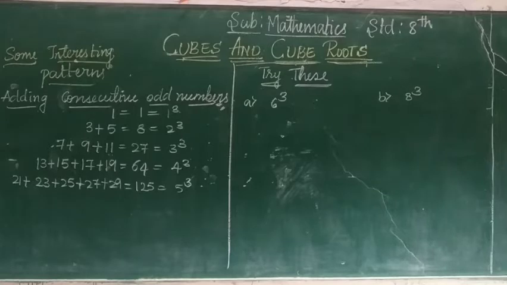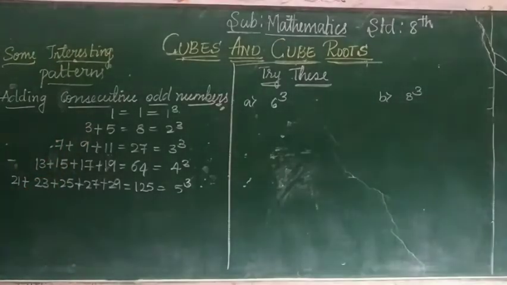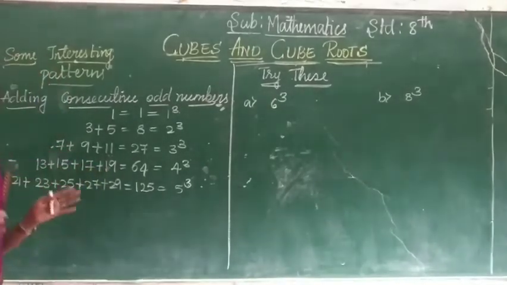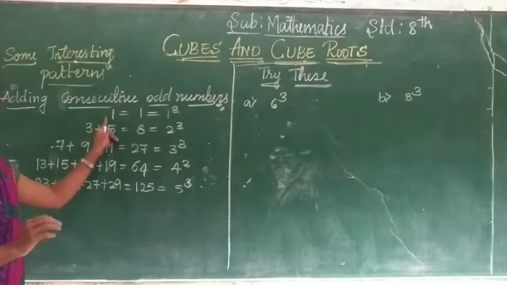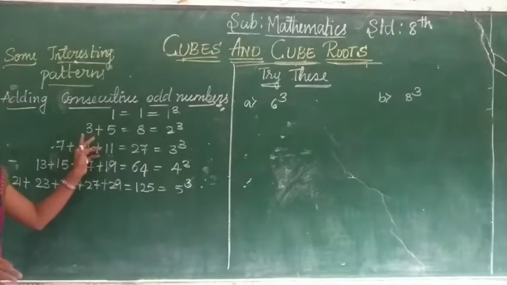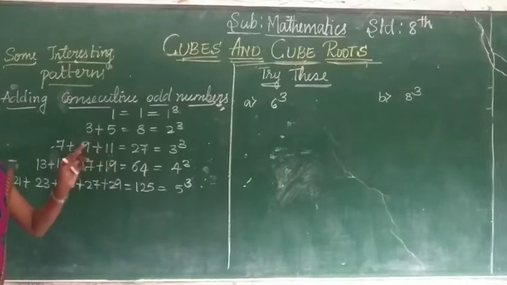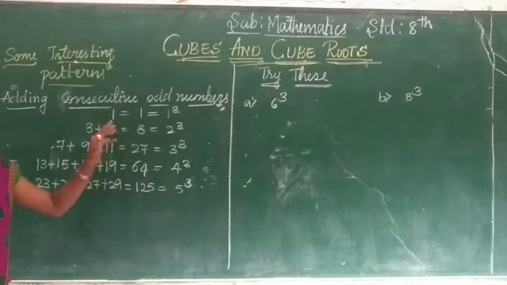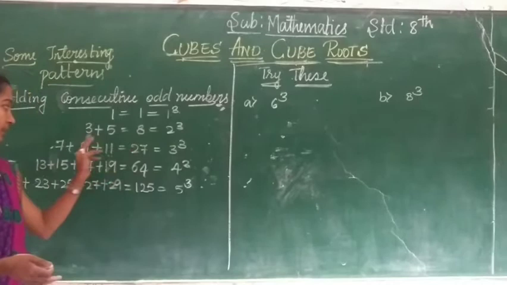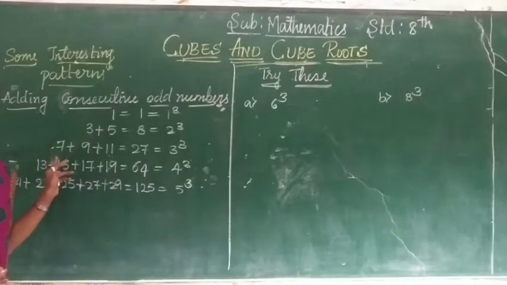Children, now come to some interesting patterns among cubes. Look at children, the first interesting pattern is adding consecutive odd numbers. We know 1, 3, 5, like that. Now let us add those consecutive odd numbers. 1 cube value is 1. Now let us come to the next, other than 1 is 3. After 3, the next odd number is 5. Let us add those two. 3 plus 5 becomes 8. 8 is the cube of 2. 2 cube value is 8. Now observe, the next odd number is 7.